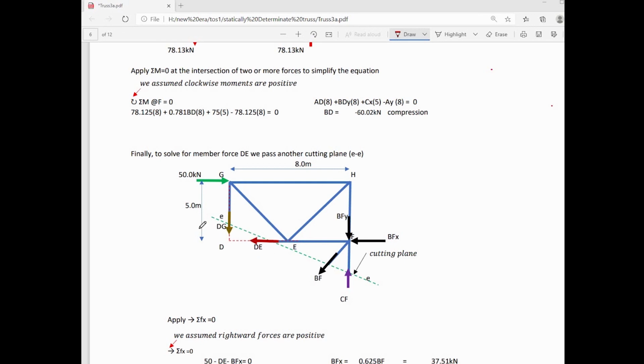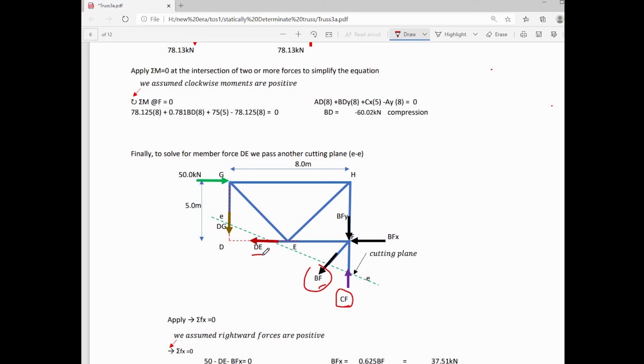For DG and DE, those are assumptions, but for BF and CF, we have already calculated the value of those member forces. Therefore, we are confident that BF is acting away from the free body diagram because that is a tensile force, and CF is acting toward the free body diagram because that is a compressive force.